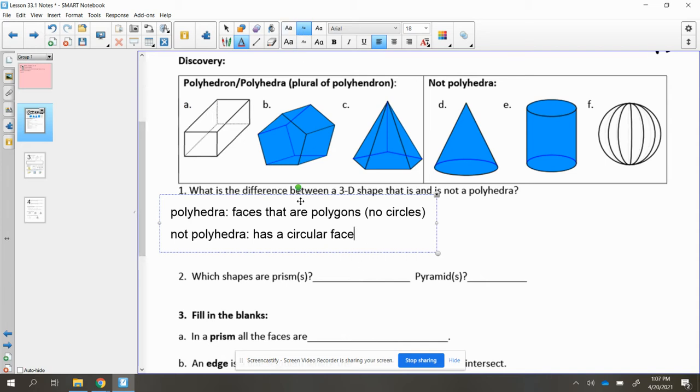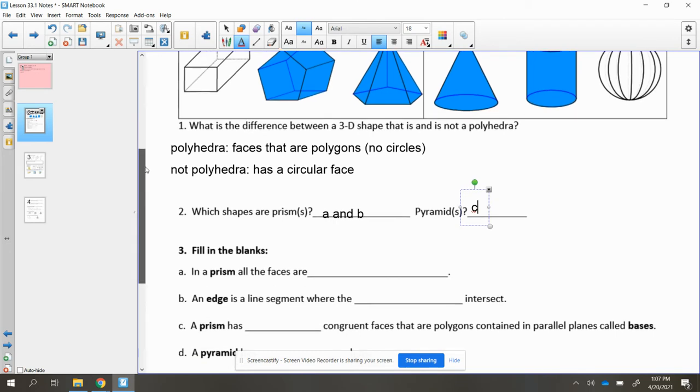pyramids? Well, our prisms are going to be figures A and B. Those are 2 different types of prisms, versus C, which would be an example of a pyramid. We'll talk more about naming those later on.